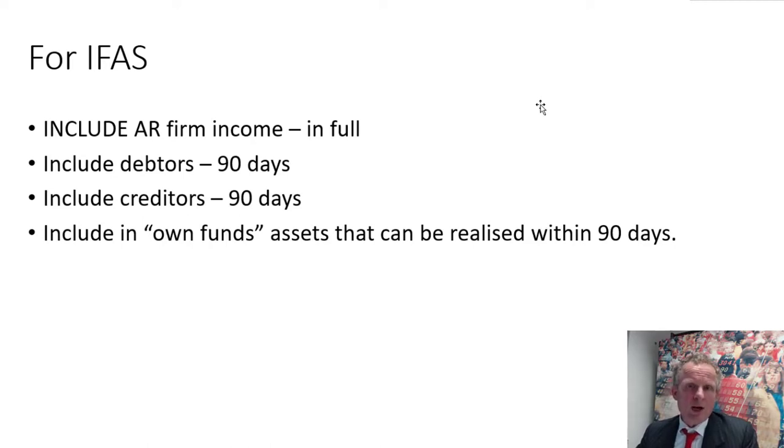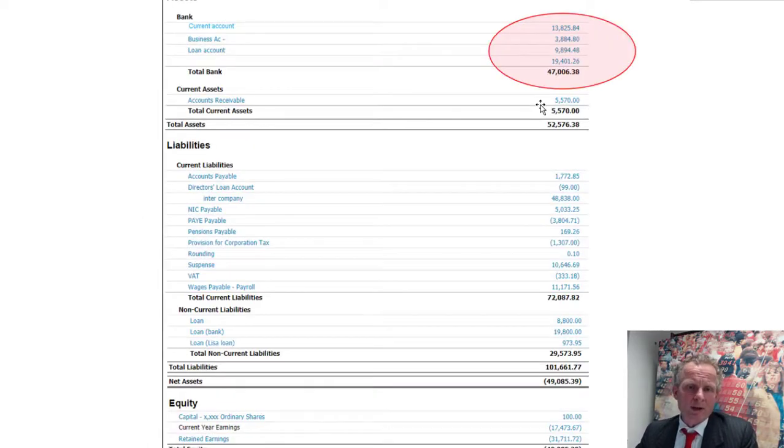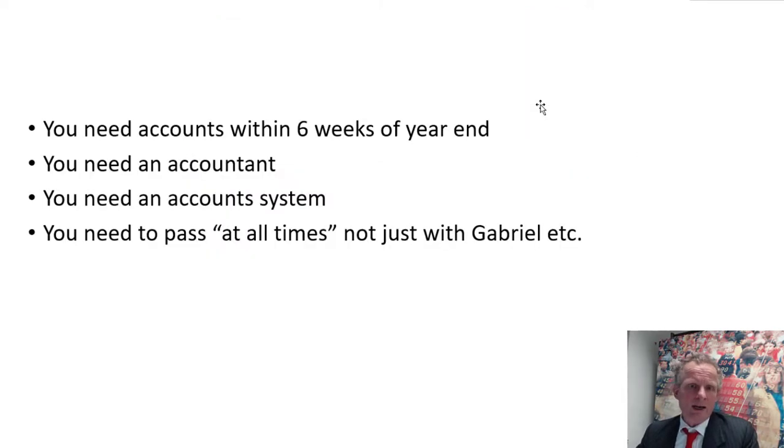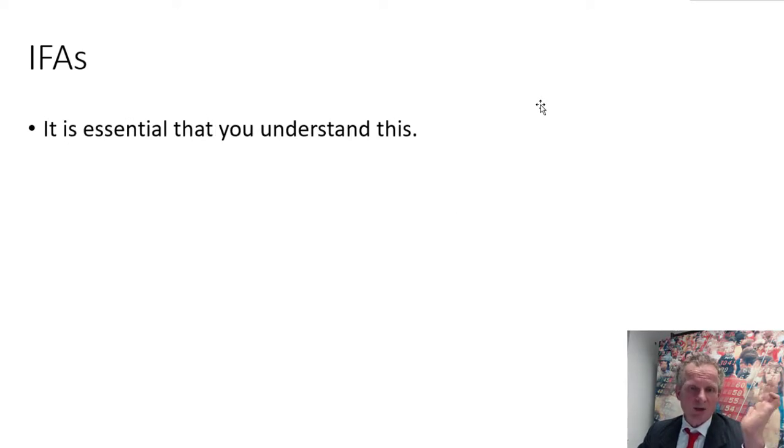You can also include own funds, assets that can be realized within 90 days. And that goes in the top column. That's normally cash in the bank. So you need the accounts within 6 weeks of the year end. As I said, you need an accountant, you need a system, and you need to pass at all times.